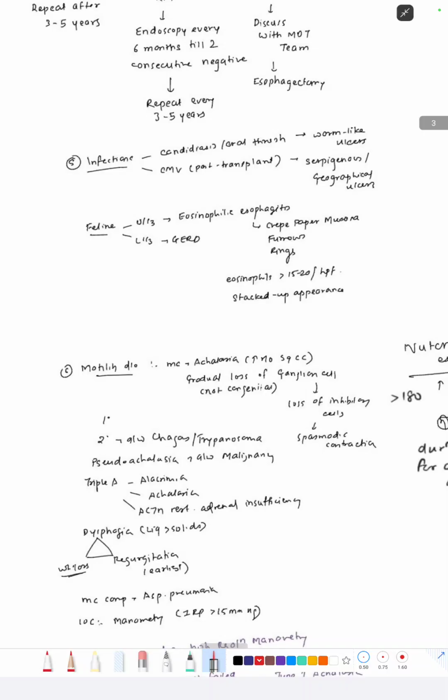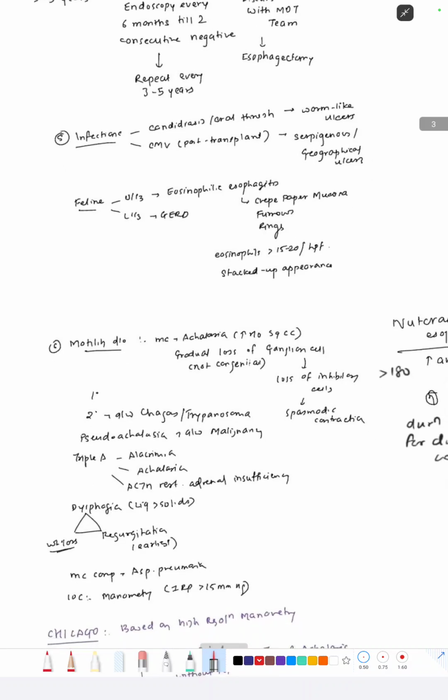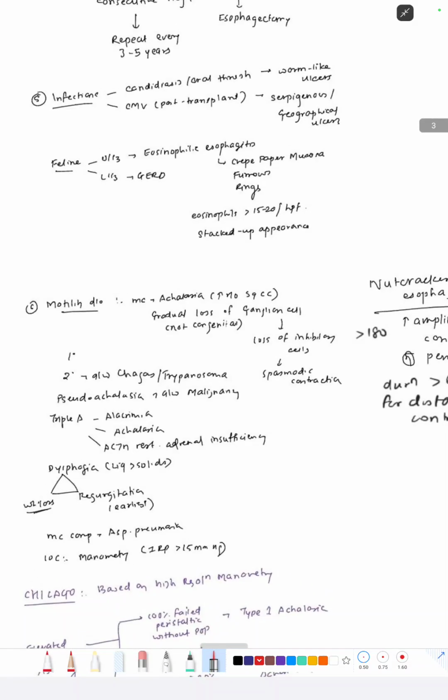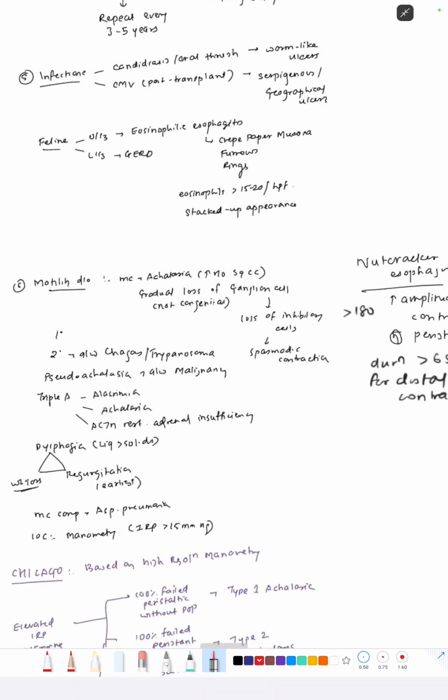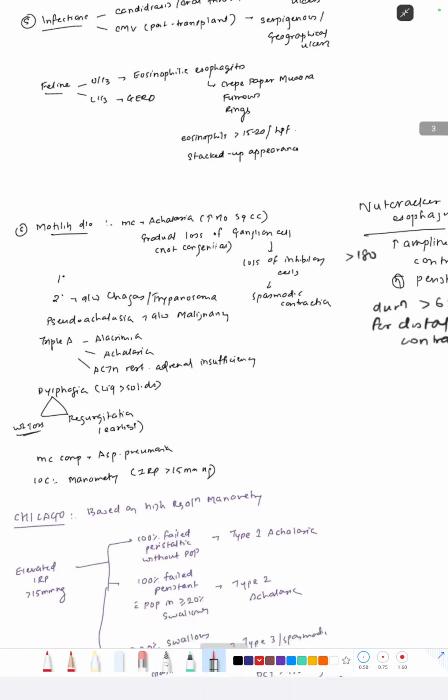And infections: candidiasis or oral thrush, and the other is CMV, that is cytomegalovirus, post-transplant. In candidiasis there are worm-like ulcers, and in CMV there are serpiginous ulcers or geographical ulcers. And in feline esophagus, in the upper one-third, there is eosinophilic esophagitis, where it shows a crepe paper mucosa, furrows and rings. The eosinophil numbers are more than 15 to 20 per high power field, and there is a stacked-up appearance. In the lower one-third, it shows the features of GERD.